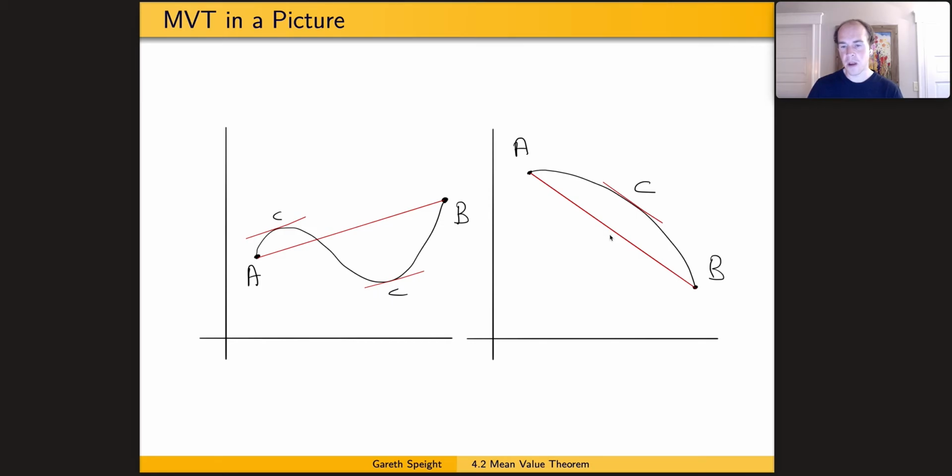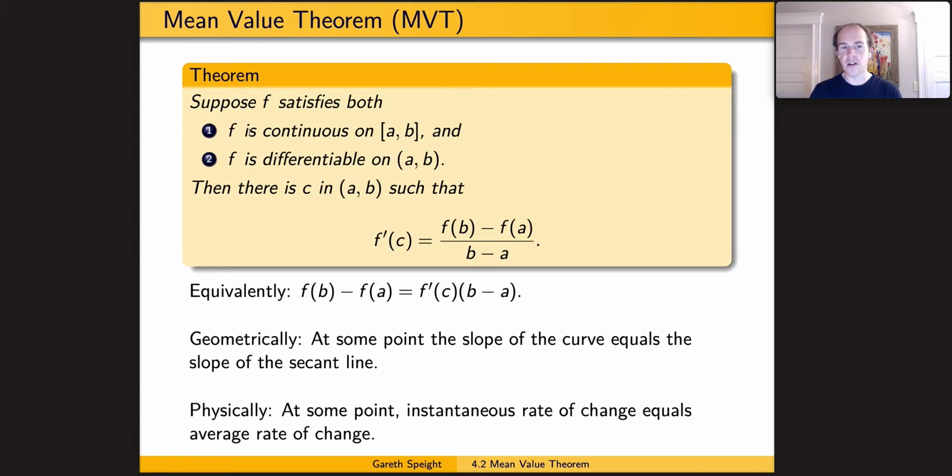But the beauty of the theorem is, I could draw 10 million pictures and I still wouldn't cover every case. There are always more functions you can draw. Whatever the function is, as long as f is continuous and f is differentiable, then you get a c so that f prime of c equals (f of b minus f of a) over (b minus a).